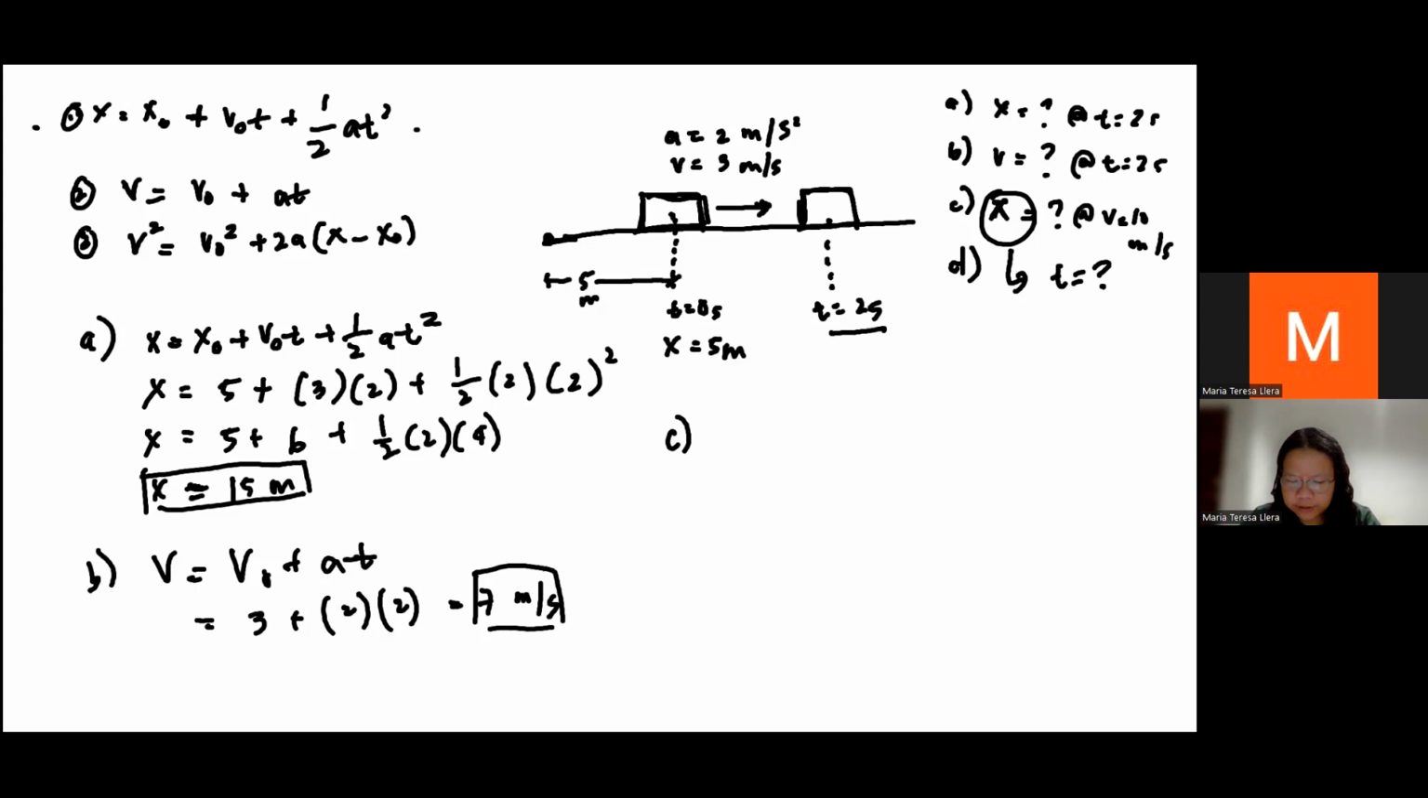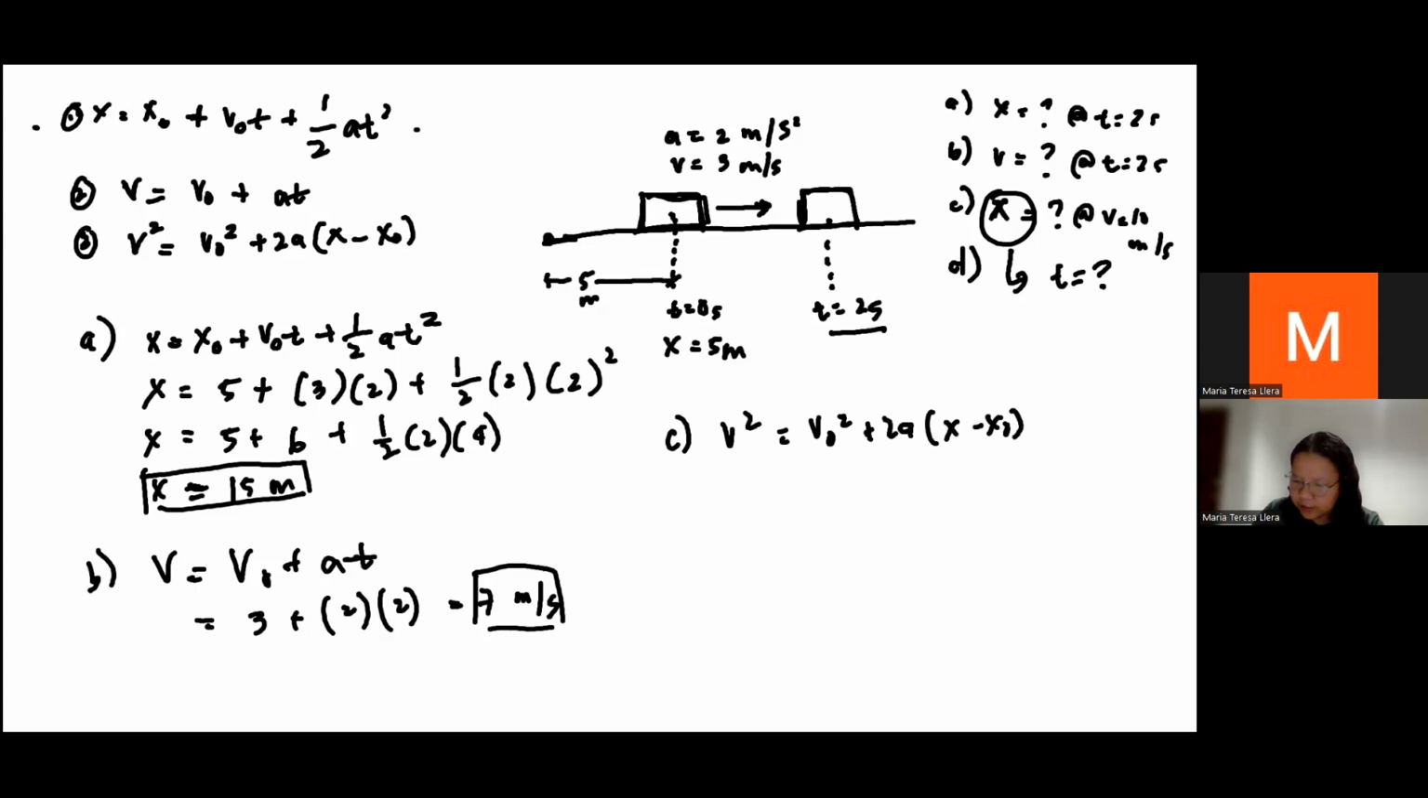So looking at the third equation, we have final velocity, we also have initial velocity, we also know our acceleration, and of course, the most important, we have the x variable, or the final position, and of course the initial position. So we can use this third formula. So v squared equals v naught squared plus 2a times x minus x naught.